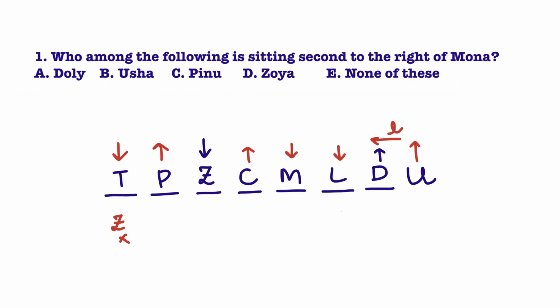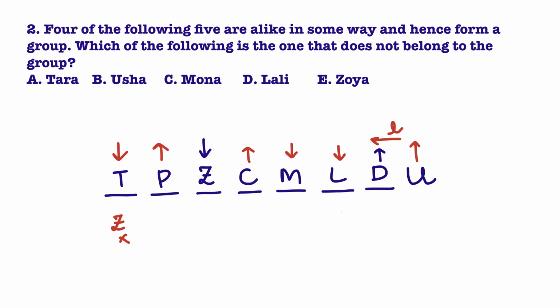Here is the first question. Who among the following is sitting second to the right of Mona? Mona is facing south. This happens to be Mona's right side. And we want second to the right: first right, second right. So it is Zoya. Okay, in this question we need to find the odd one out. If you take the first option, Tara is facing south, Usha is facing north, Mona is facing south, Lali is facing south, and Zoya is also facing south. So the odd one out is Usha because she's facing north.